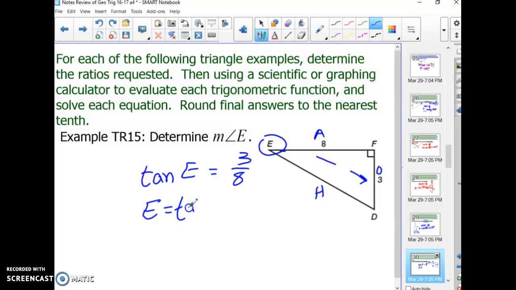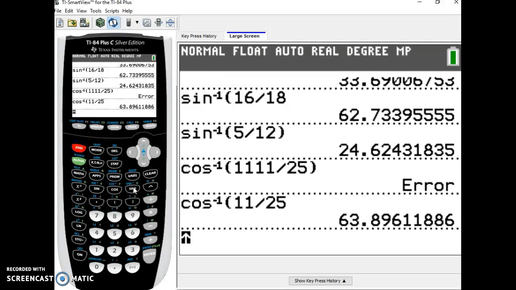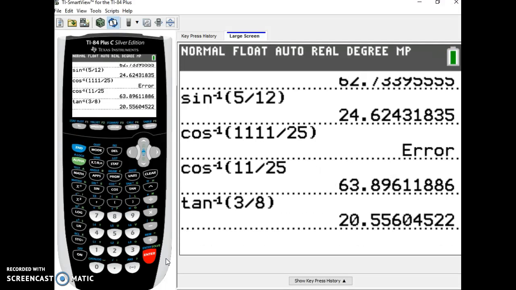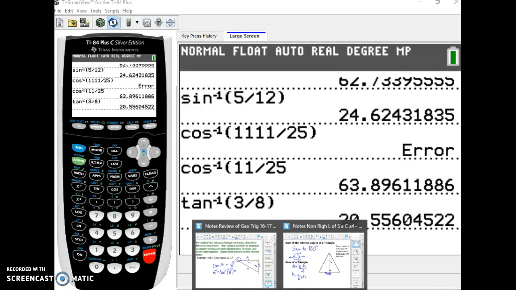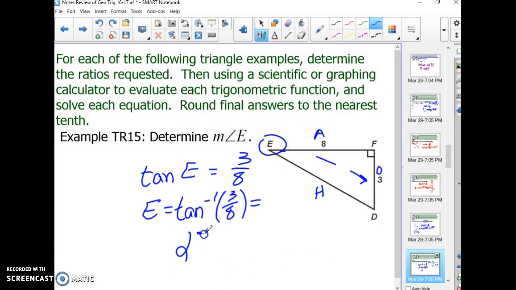So the arctangent will give me my angle. So arctangent, 3 over 8. 3 divided by 8, finish it off. I get 20.556, so 20.56. So that angle is 20.56 degrees. So if you want angles out from your trig ratios, you've got to use the arc sine, the arc cosine, or the arc tangent.